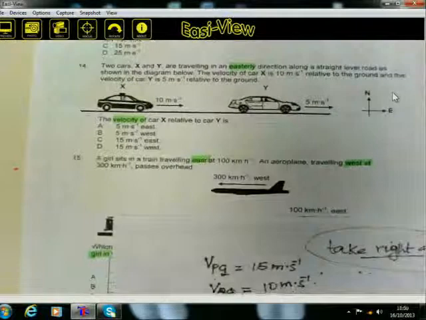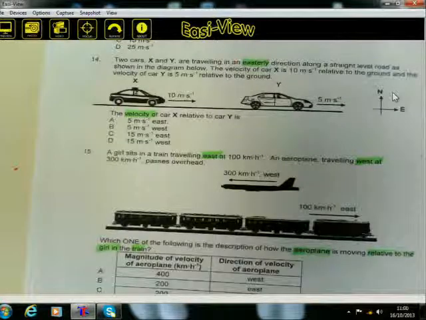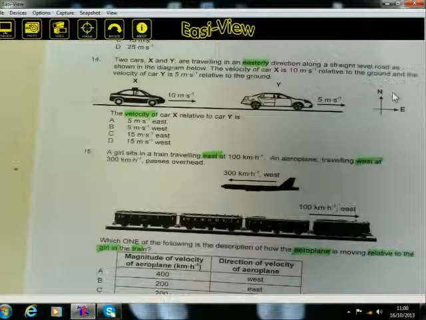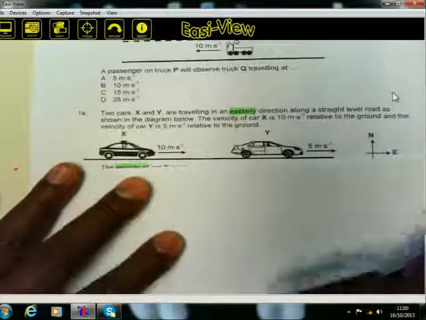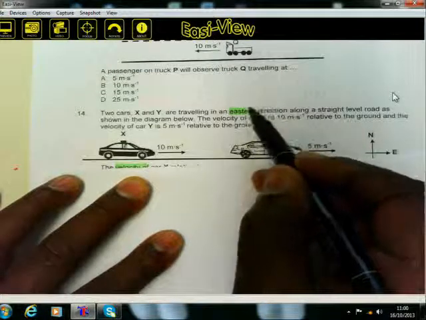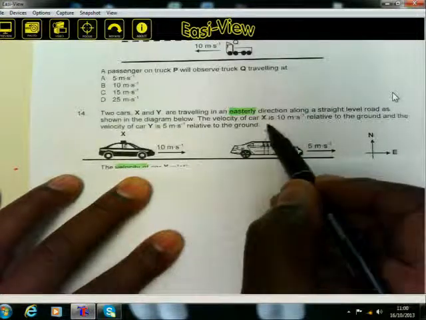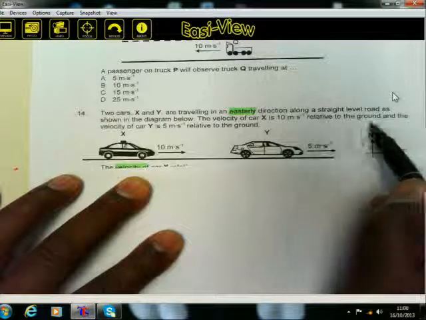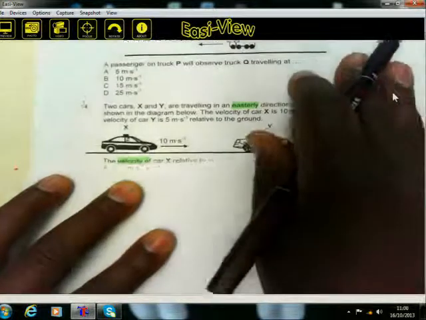Let's look at question 14. What does question 14 say? Two cars, X and Y, are traveling in an easterly direction. Now here the examiner gives us the direction along a straight level road as shown in the diagram below. The velocity of car X is 10 meters per second relative to the ground, and the velocity of car Y is 5 meters per second relative to the ground.